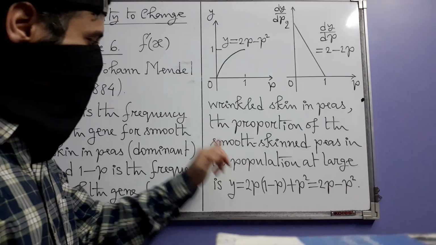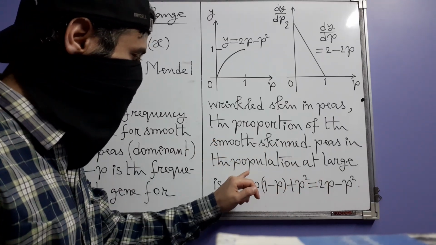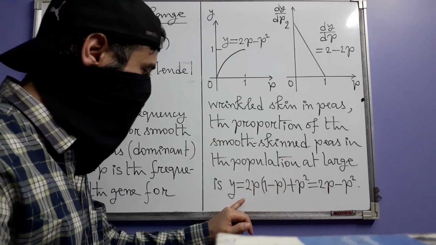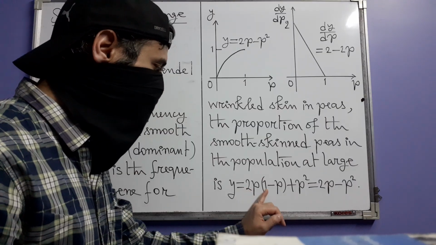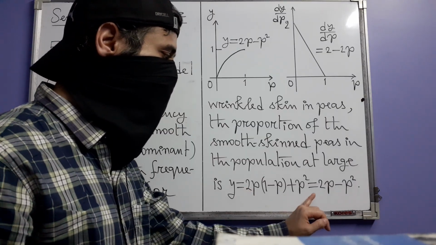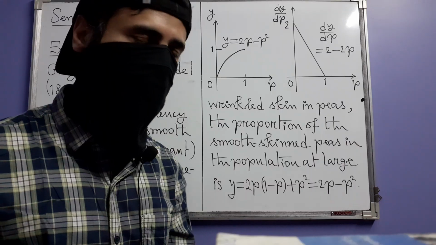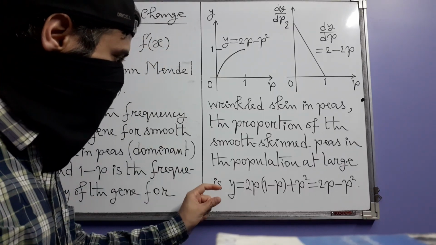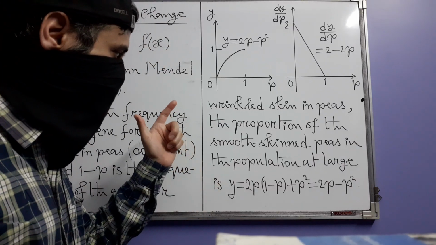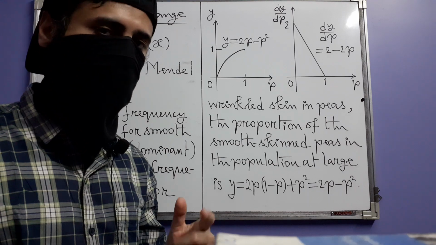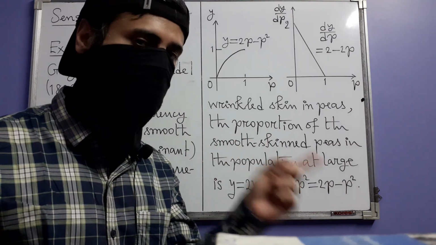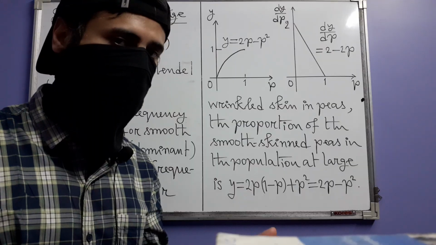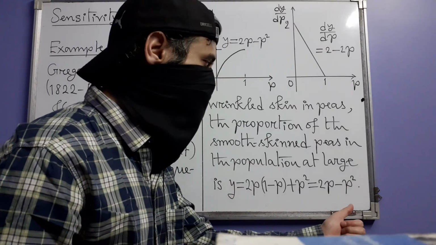Then the proportion of the smooth skin peas in the population at large is this, which is Y. And that is 2P times 1 minus P plus P squared, or 2P minus P squared. So this means that the proportion of smooth skinned peas in the population, if P is the frequency of the gene responsible for smooth skin in peas, is this.